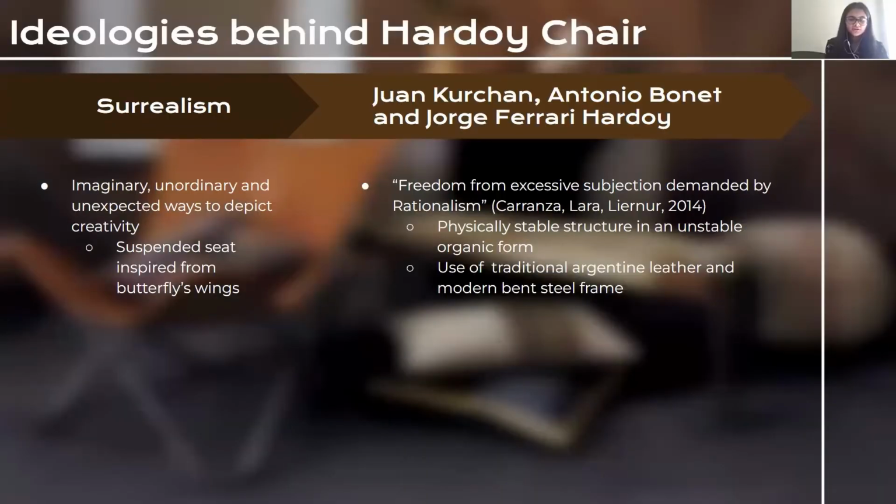Backing the ideologies used in Buenos Aires, Juan Kurchan, Antonio Bonet, and Jorge Ferrari Hardoy incorporated surrealism to produce this furniture piece. The suspended seat of the chair is inspired by a butterfly's wings, which makes it stand out from the rest. All three designers believed that surrealism is freedom from the excessive subjection demanded by rationalism, a concept totally different from the previous one. These concepts are juxtaposed in its overall design and the materials used. Although the chair has an unstable organic form, it is physically stable. Moreover, there is a simultaneous use of traditional Argentine leather and a modern bent steel frame.